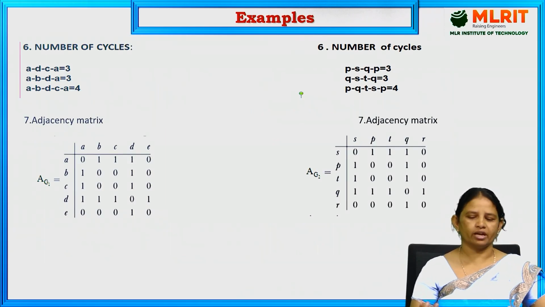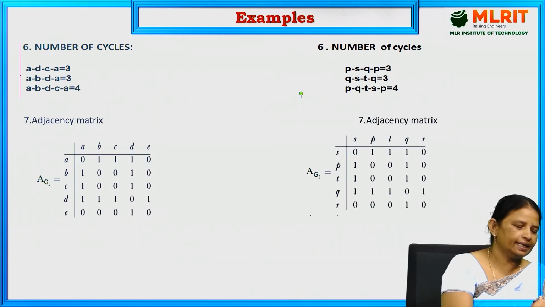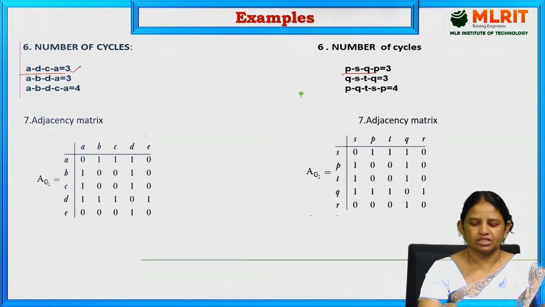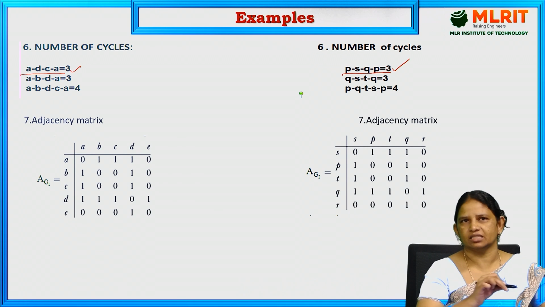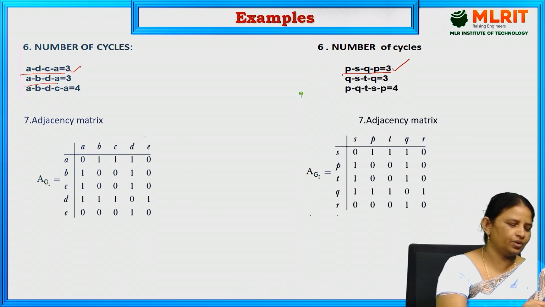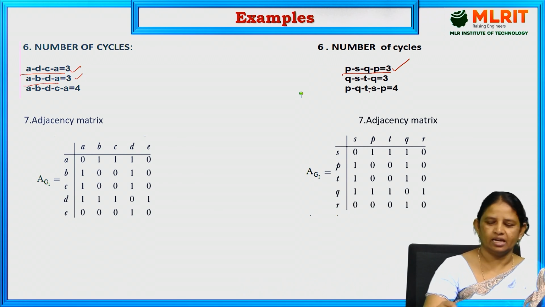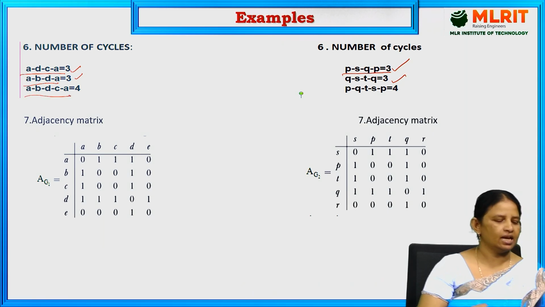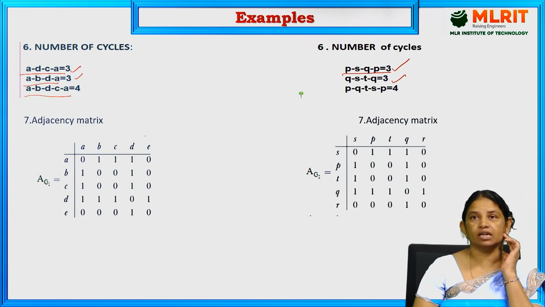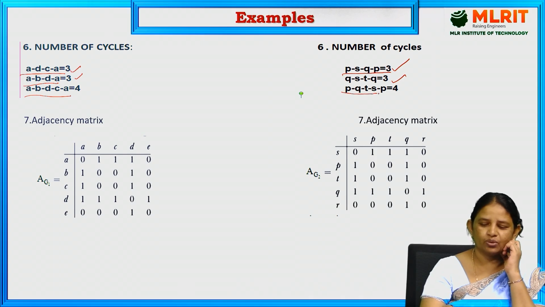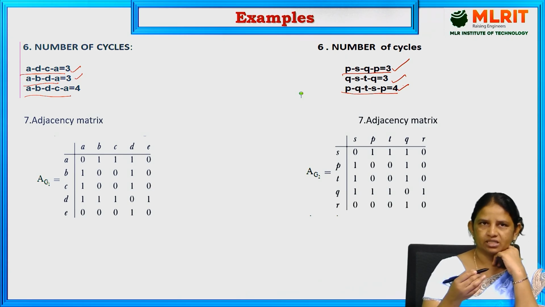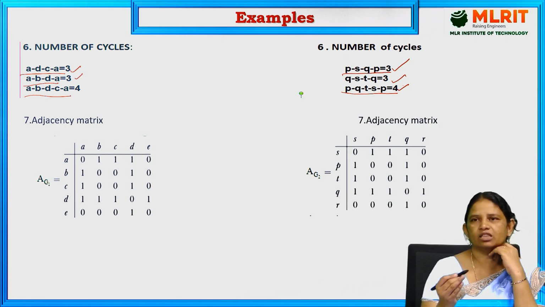Next, how many number of cycles? ADCA is the length of cycle is 3. PSQP is length of the cycle is 3. Next, ADBA. So that length is 3. QSTQ length is 3. Next, ABDCA of cycle length is 4. PQTSP of length is 4. That means 3, 3, 4. The 3 vertices, that means 3 edges, having the length of cycle is same.